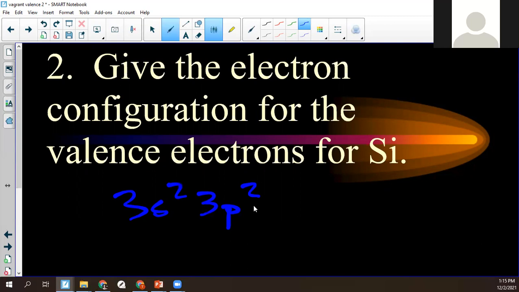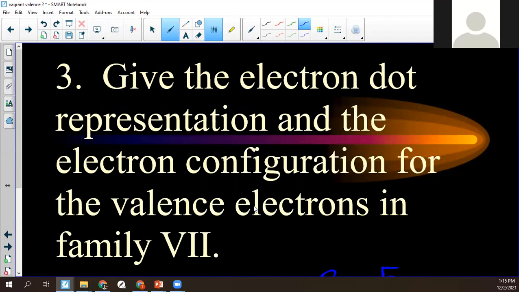Okay, next, give the electron configuration for just all family 7s. You would have an X, then 1, 2, 3, 4, 5, 6, 7. That's all.